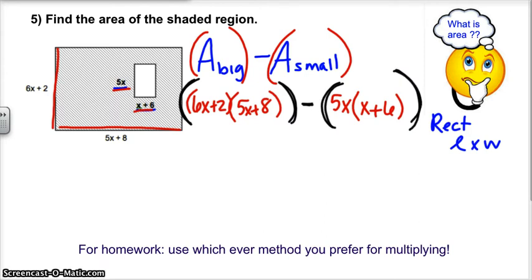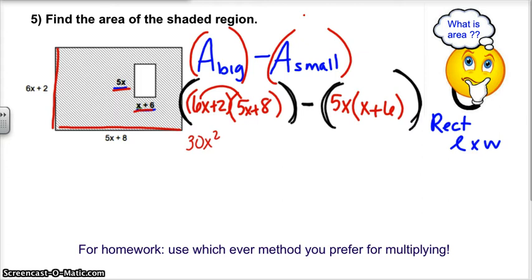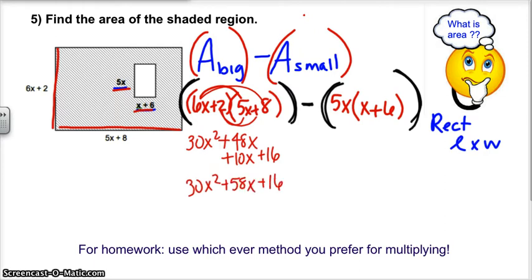All right, I'm going to start double distributing. That's going to give me 30x squared. It's going to give me 6 times 8 is 48. There's a 10x, and there's a 16. So when I combine like terms, I have 58x plus 16. That, remember, I'm keeping all of it together. That whole answer is the area of the big.